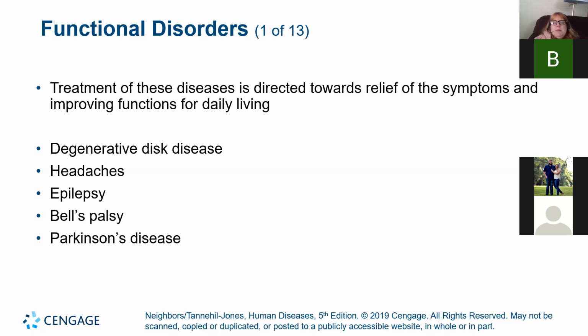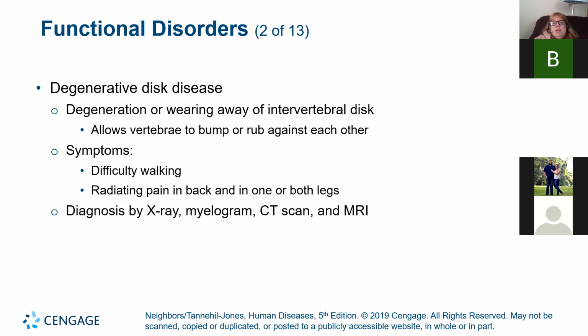CNS parts themselves. For example, degenerative disc disease, okay? This is where the intervertebral discs wear away and allow the vertebrae to rub or bump against each other. And a lot of times the nerves get caught in this area too. So people will have difficulty walking. This is when they start to say, oh, hey, why does it hurt so bad going down the back of my leg? That type of thing.